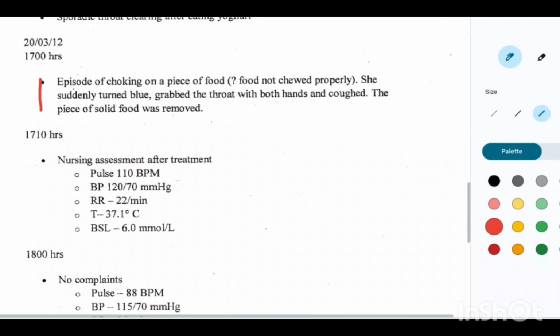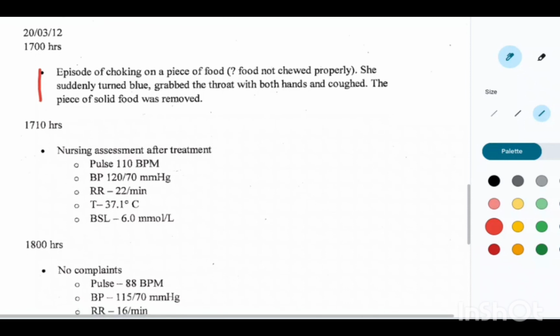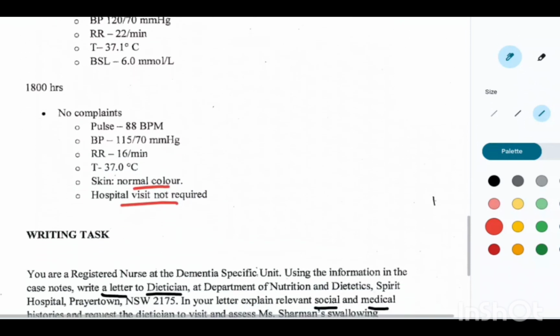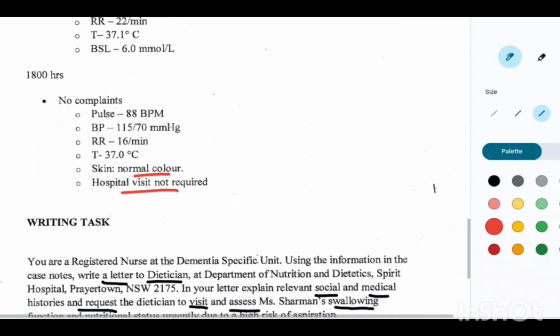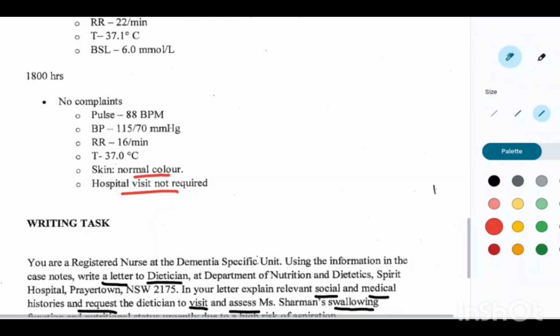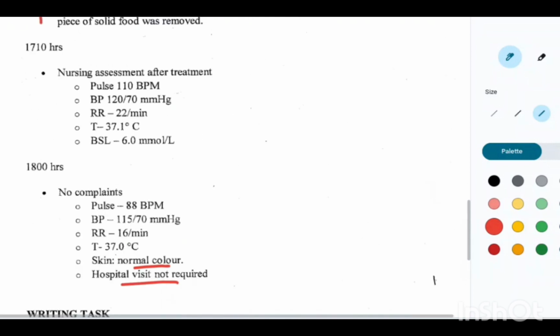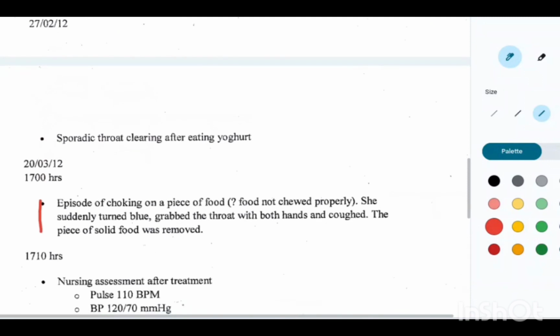She grabbed her throat with both hands and coughed, and she turned blue. And pieces of solid food were removed, and there were no complications, and all vitals came back to normal within 1 hour. Okay, so there is no hospitalization done, and skin color is back to normal. So you need to say that in that paragraph.